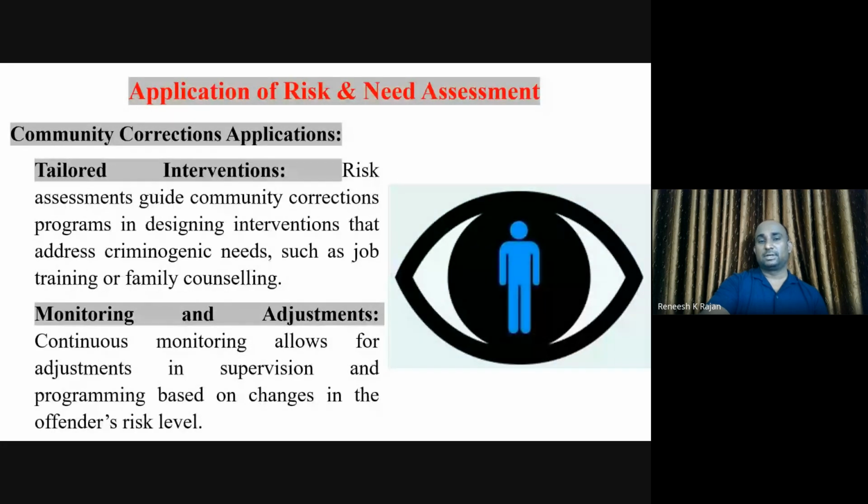Then community correction applications: tailored intervention. Risk assessment guides community corrections programs in designing interventions. We do have community correction programs. If you conduct a risk and need assessment, then based on their need, community corrections can provide intervention programs. For example, because of a lack of employment, they can give job training, or because of family or marital issues, they can give counseling. So these are some of the intervention programs based on their need. And monitoring and adjustment: continuous monitoring allows for adjustment in supervision and programs based on changes in the offender's risk level.